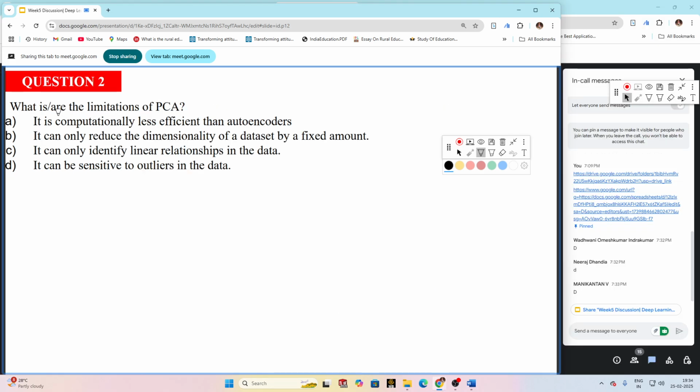Now what is the limitation of PCA? A: it is computationally less efficient than an autoencoder. B: it can only reduce the dimensionality of a dataset by a fixed amount. C: it can only identify linear relationships in the data. D: it can be sensitive to outliers in the data. Any guesses for this? Just remove the first option, since it is an autoencoder question. We will discuss the correlation between PCA and autoencoders in the next class. You just answer between B, C and D.